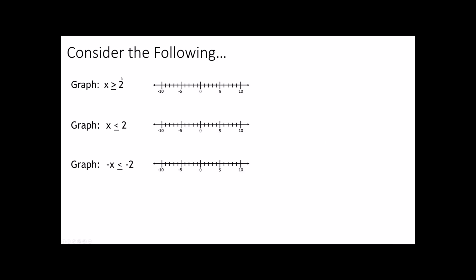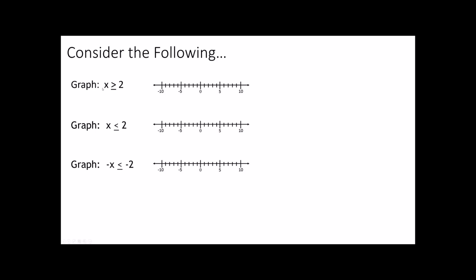If you were to graph x is greater than or equal to 2, x is less than or equal to 2, and negative x is less than or equal to negative 2, we can begin to see some of the problems that arise with negative signs and inequalities. I'm going to go ahead and assume that you've done these on your own, or you can do them very quickly, and I'm going to do the first two fairly quickly.